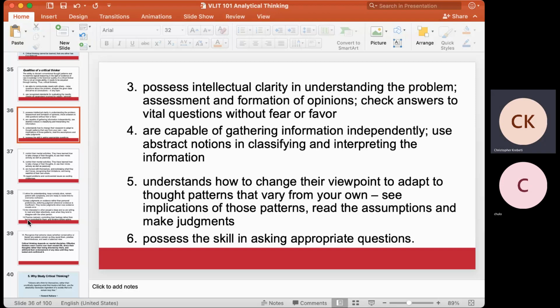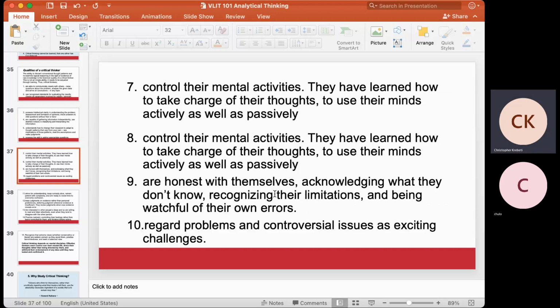Number 6, they also possess the skill in asking appropriate questions. It is not every question you can ask, because some questions don't even demand answers or responses. So you have to learn the skill in asking questions. Very important. I think I have a text, a material on that. I may try to send it to you so that you can make use of it effectively.